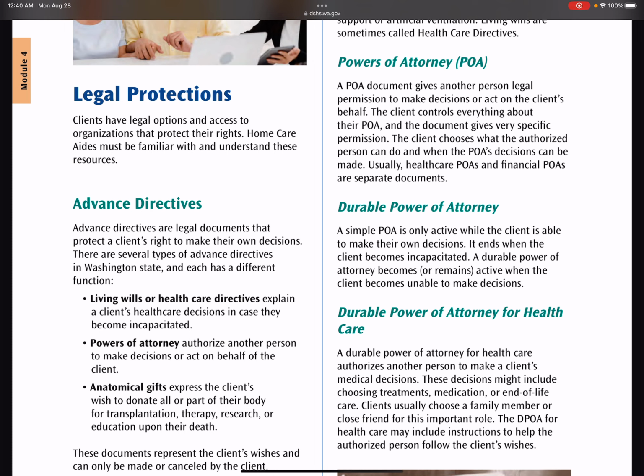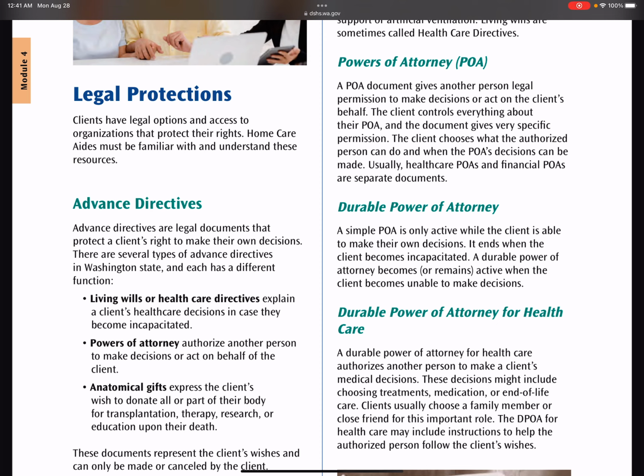It outlines a client's desire to receive or withhold life-sustaining procedures. If a client becomes incapacitated, the living will tells healthcare providers which procedures they do and do not agree to. For example, a living will might tell a healthcare provider that the client refuses life support or artificial ventilation. Living wills are sometimes called healthcare directives.